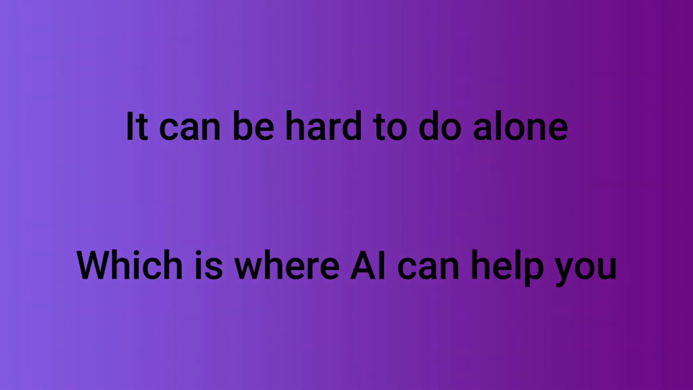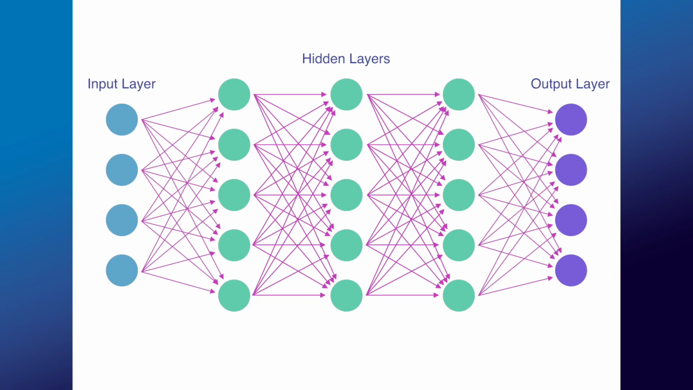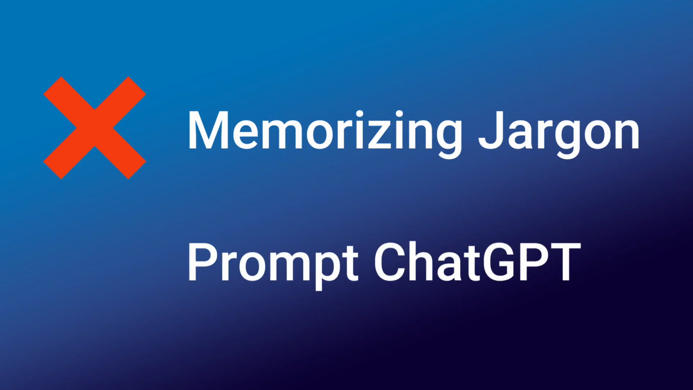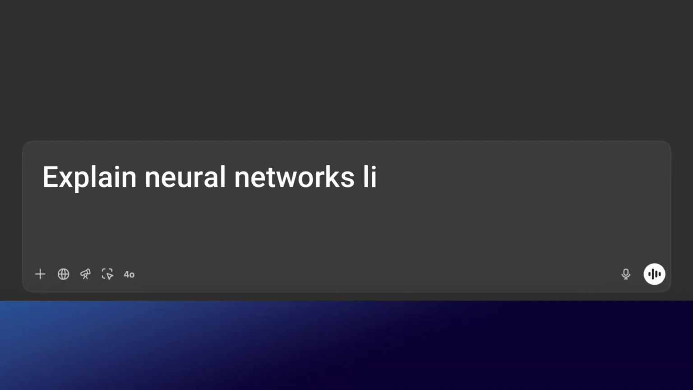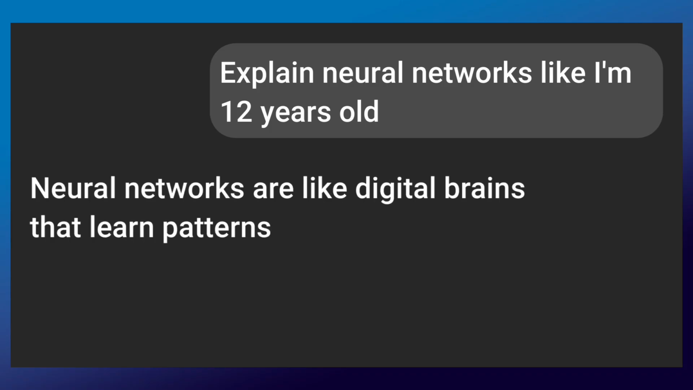But it can be hard to do it alone, which is where AI can help you. Let's go through it step by step, how AI can help you apply the Feynman technique to your learning. Step 1, choose your concept. Maybe you're learning about neural networks. Instead of memorizing jargon, prompt ChatGPT: "Explain neural networks like I'm 12 years old." AI will simplify it, maybe saying, neural networks are like digital brains that learn patterns.